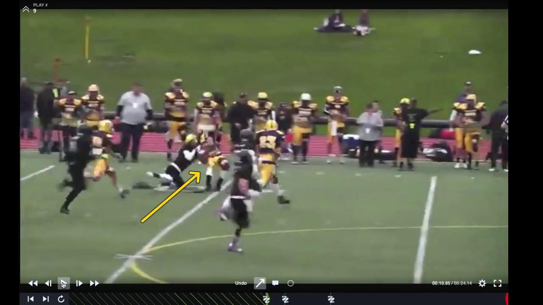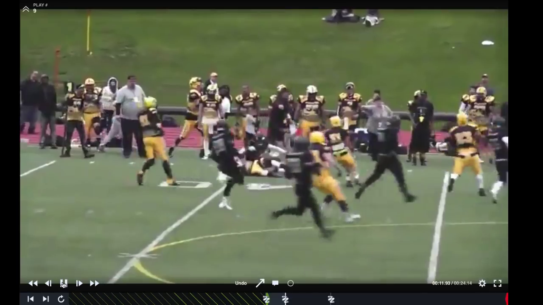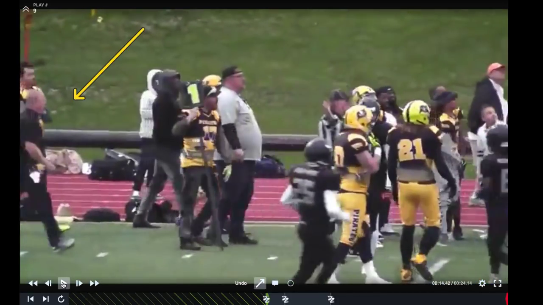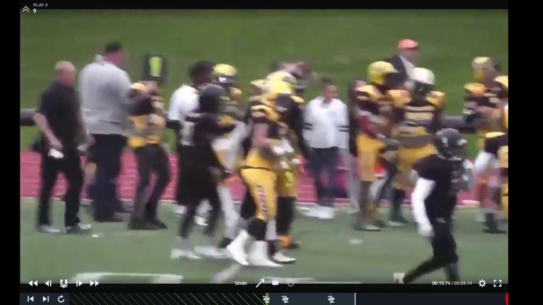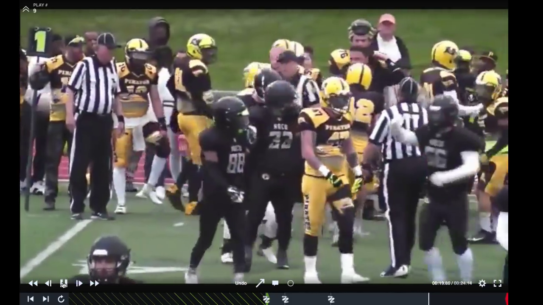Which is going to get me to the next point here. You should see here, and rightfully so, they're worried about their players. We've got a coach that's upset here. He's immediately going to head down to the side judge. We also got another coach here, and players all over the place.